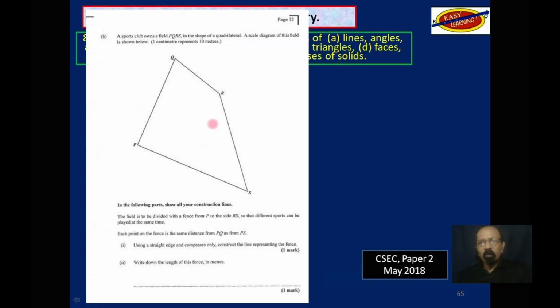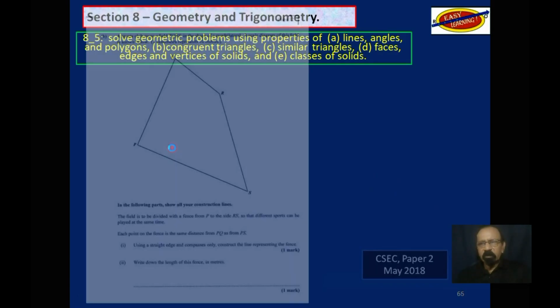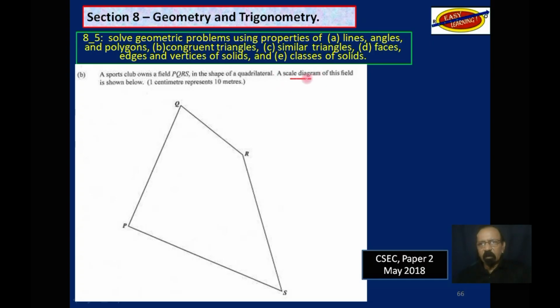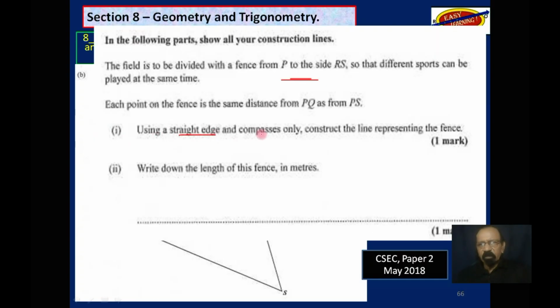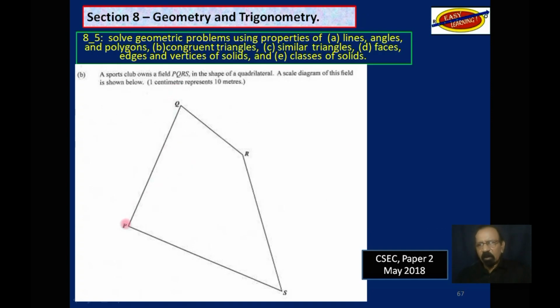Now here's another question from CSEC. Let's look at it closer. Now note that this is drawn to scale. Using a straight edge and compasses only, construct a line representing the fence, and that fence must be such that each point on the fence must be equidistant from PQ and PS. So you want to draw a fence somewhere in here, so that each point of that fence must be the same distance from PQ as from PS.